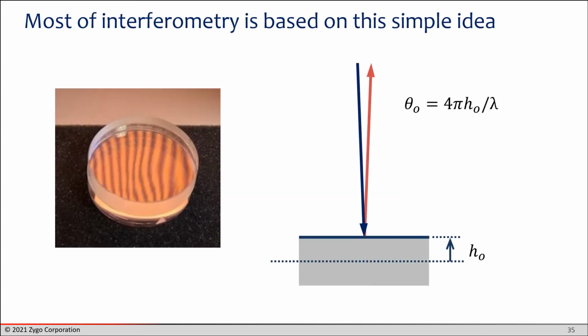I showed this picture on the left early in the presentation, and interpreting the topography using the interference fringes is based on a very simple idea: that the phase of the interference pattern is directly proportional to the surface height.